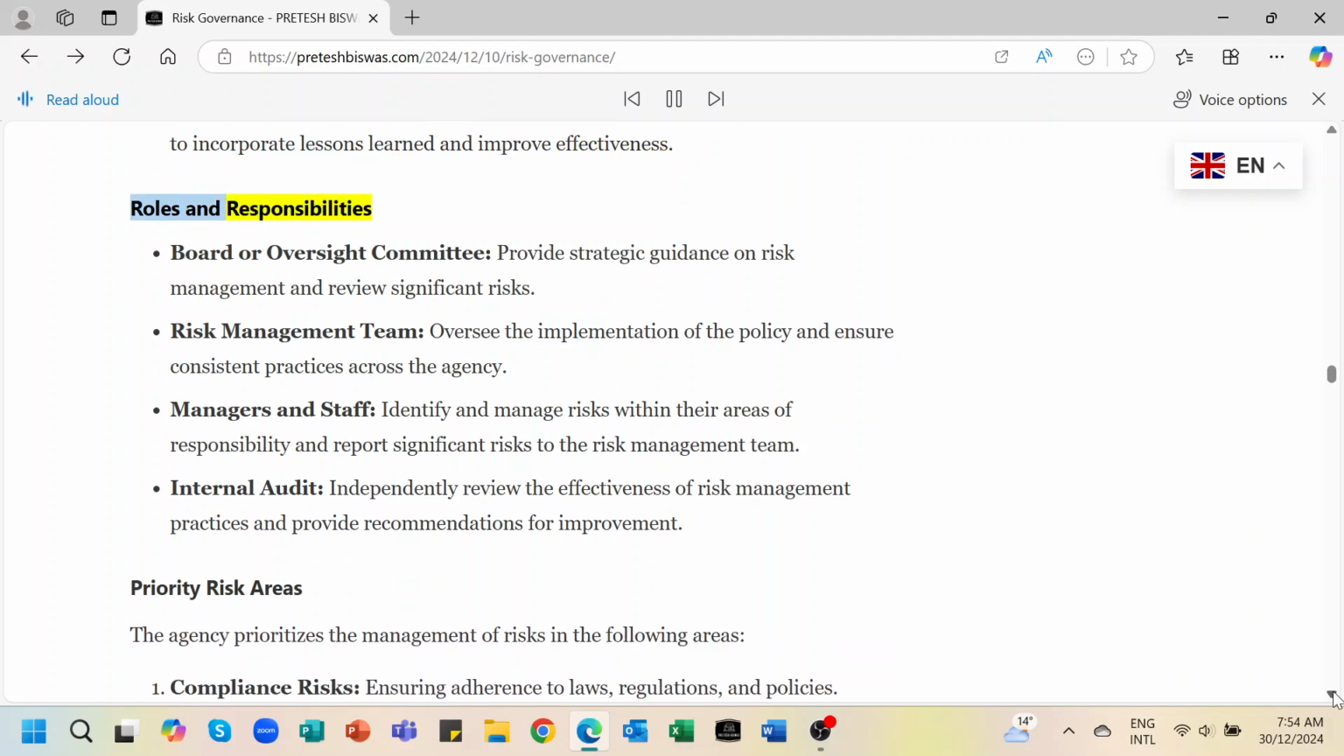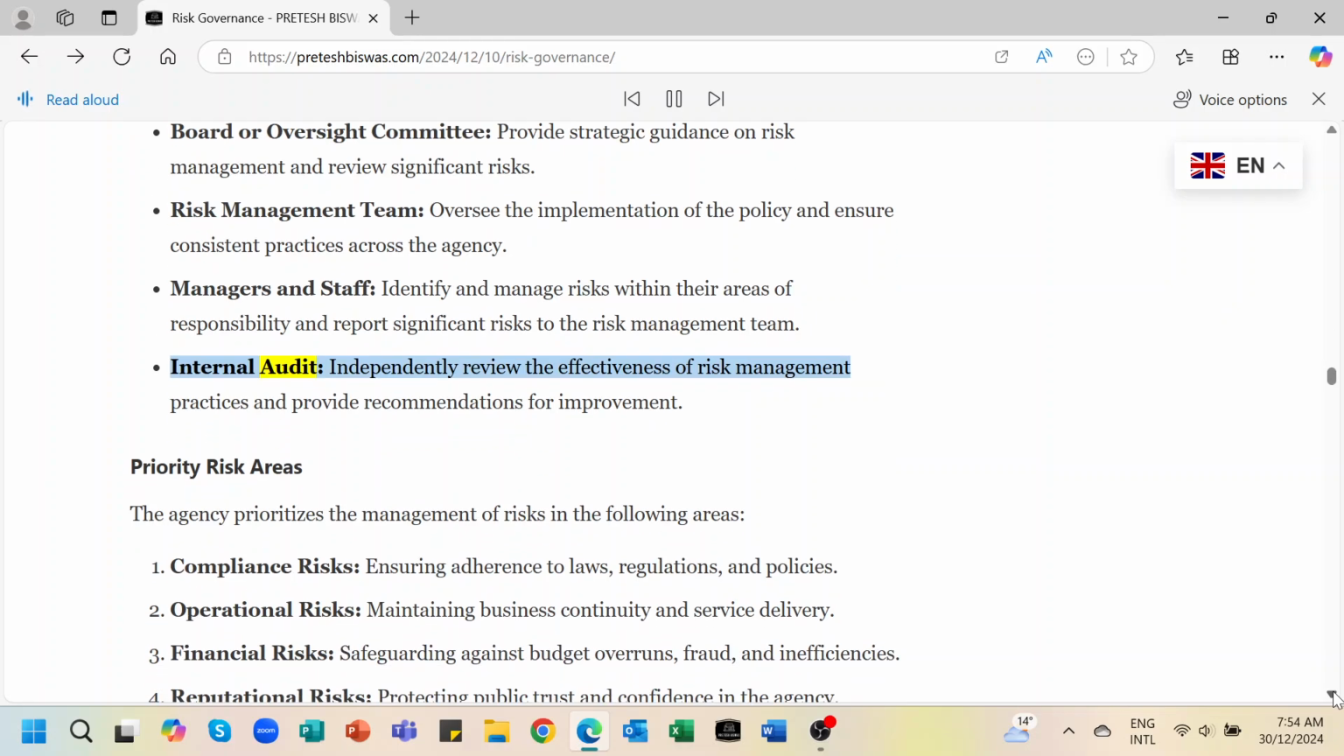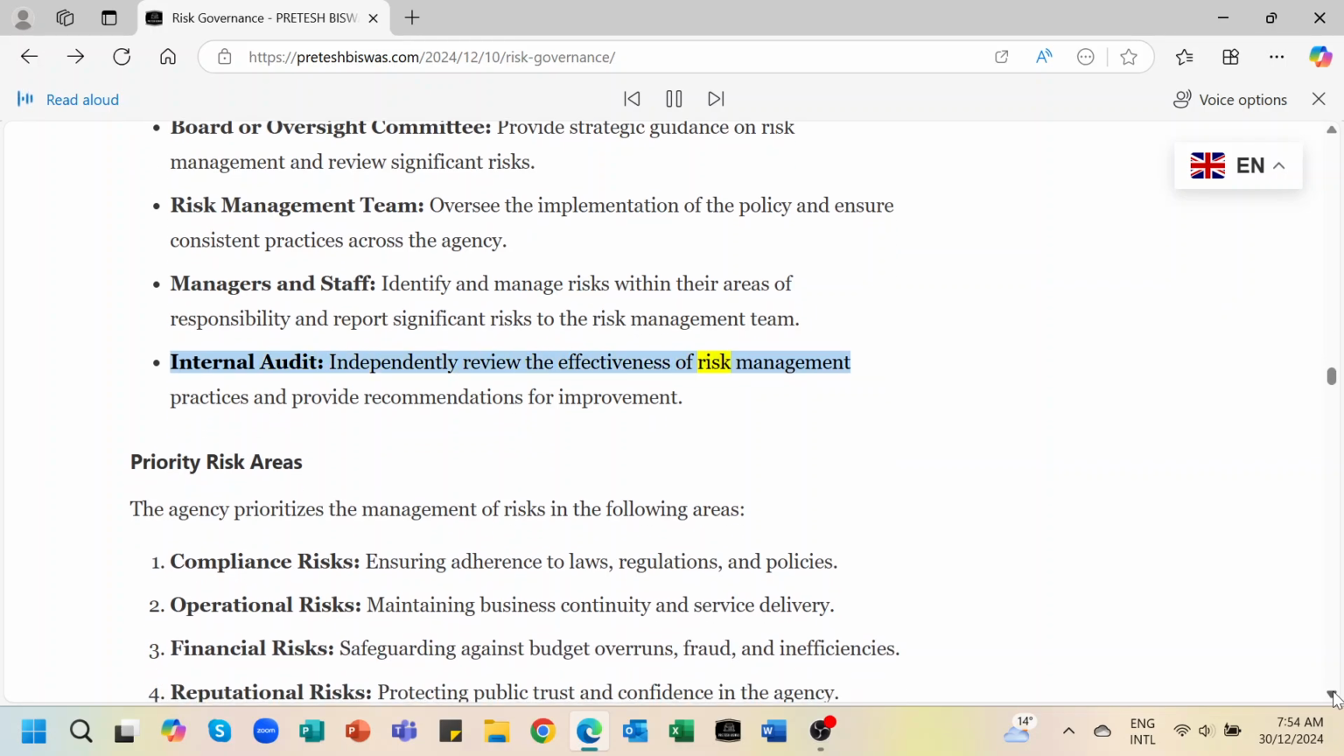Roles and responsibilities. Board or Oversight Committee provides strategic guidance on risk management and reviews significant risks. Risk Management Team oversees the implementation of the policy, and ensures consistent practices across the agency. Managers and staff identify and manage risks within their areas of responsibility and report significant risks to the risk management team. Internal audit independently reviews the effectiveness of risk management practices and provides recommendations for improvement. Priority risk areas.